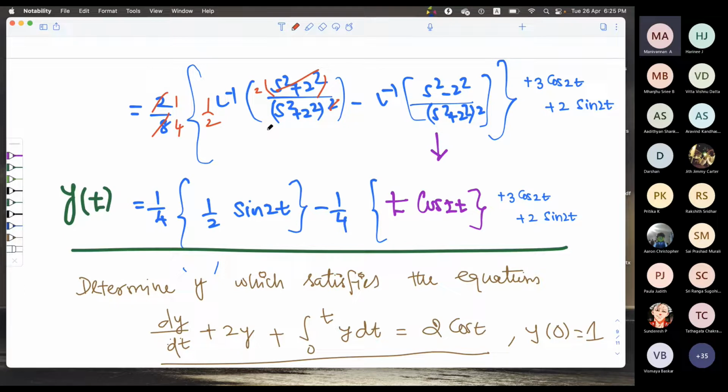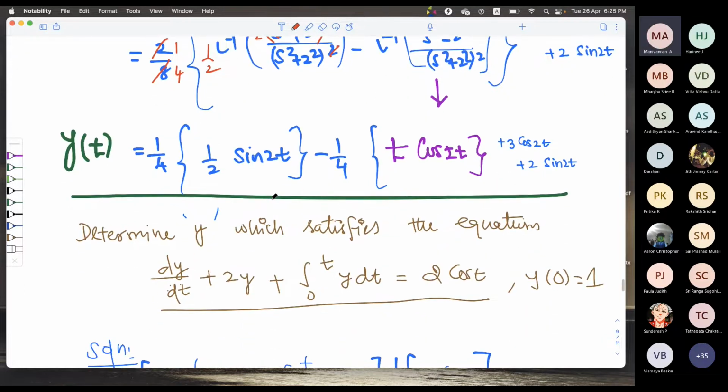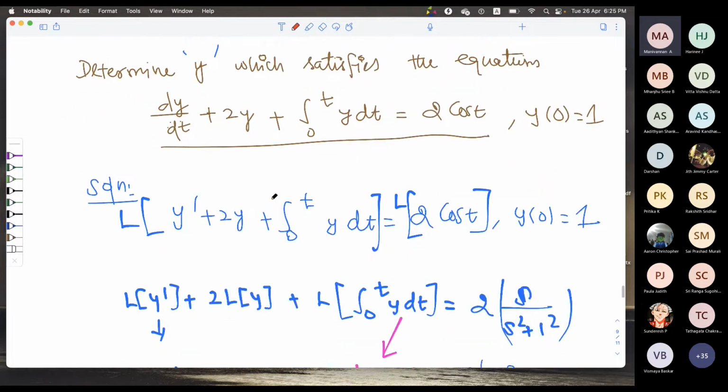Yes, sir. So it is 2 divided by s square plus 4, the Laplace transform of sine 2t. Okay, so in this way also we can solve, not only this, even integral equations also. Determine the solutions y of t which satisfy these equations. Since it's a first order differential equation, look at these equations.